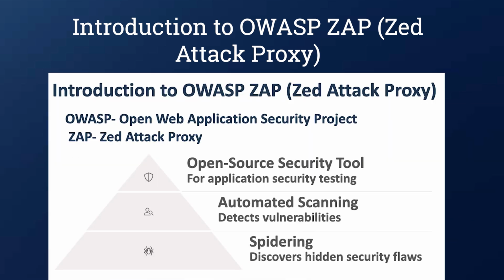Here is the structure and functioning of the open source security tool. So, OWASP ZAP is an open source security tool for application security testing. It performs automated scanning, that is, it detects vulnerabilities, and spidering. Spidering refers to discovering hidden security flaws.